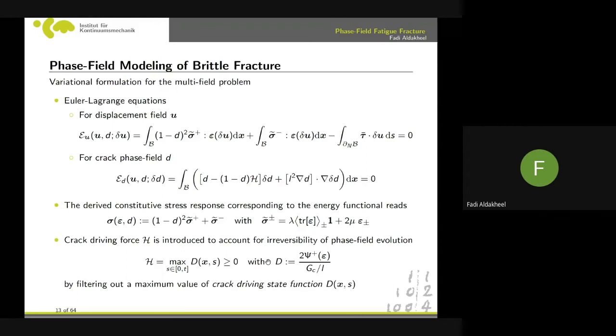So after, let's say, loading and unloading, I do not want the crack surfaces to come onto each other, with the elements coming together and having negative degradation. So with that, you can guarantee this, because the H is the driver. It drives the evolution of the phase field, it drives the evolution of the crack, right? So this, in general, is the standard two equations that need to be solved if you have brittle fracture.